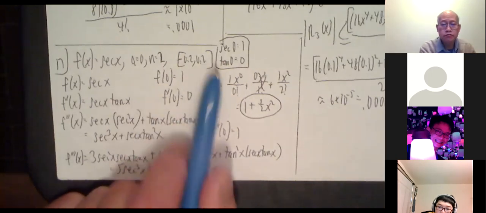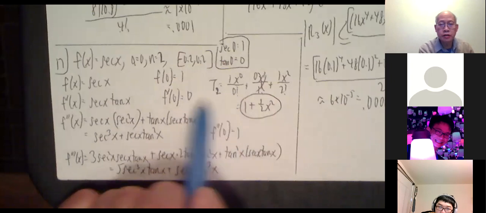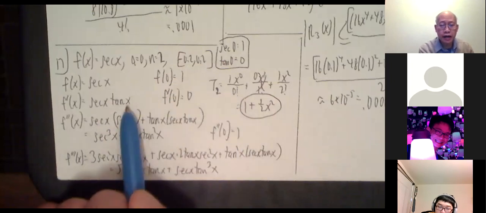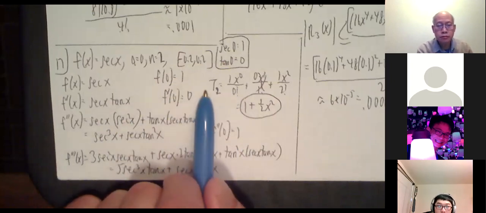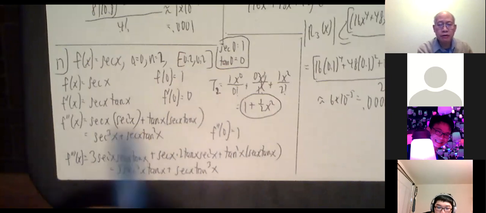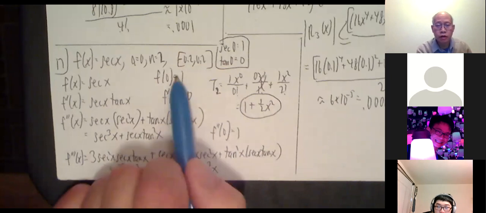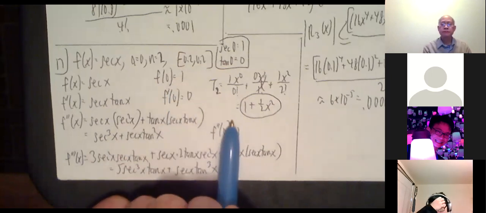Okay, now I plug in 0. Secant of 0 is 1. F prime of 0, I got a tangent of 0, so that's 0. F double prime of 0. 0 here makes this 0. 0 here makes it a 1. So I have 1, 0, and 1.